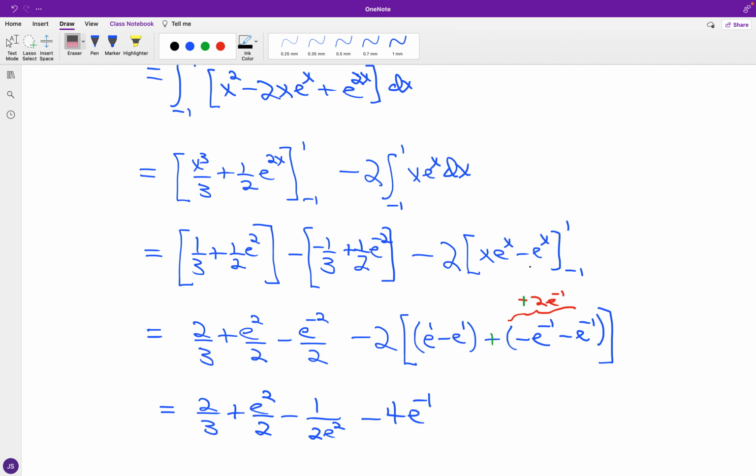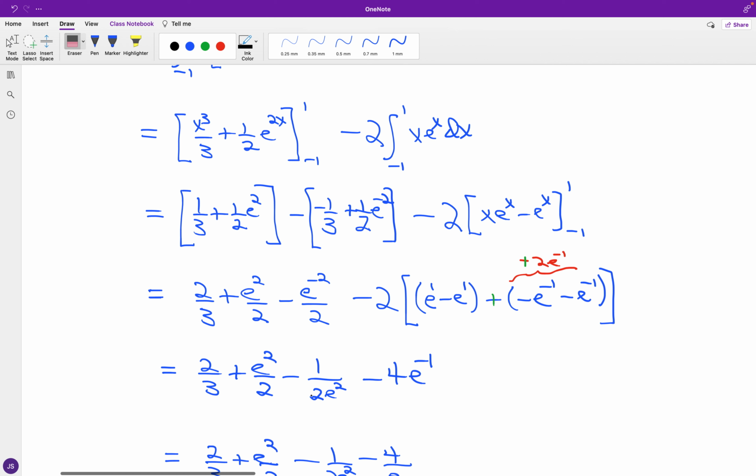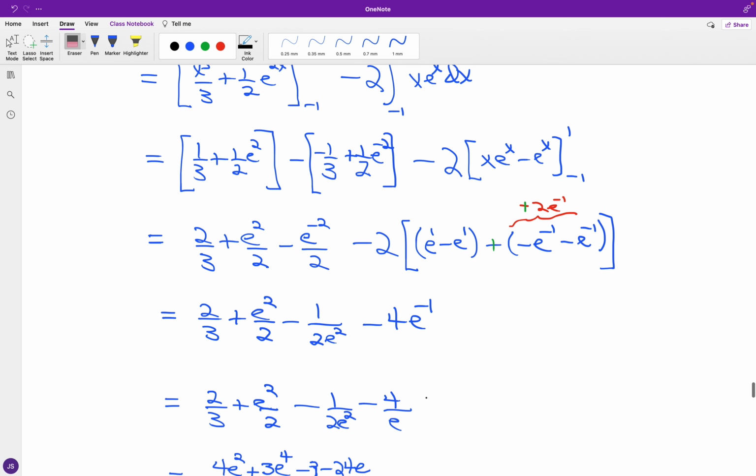So you got 1 e to the first minus e to the first, so that will go out. And then we have minus the negative of e to the -1 minus e to the -1, and we have -2e to the -1. But subtracting a negative is going to change over to addition. And guess what? We're adding within, but we're multiplying by -2. So we now have 2/3 plus e squared over 2 minus 1 over 2e squared. And we have minus 2 times 2e to the -1, or minus 4e to the -1.